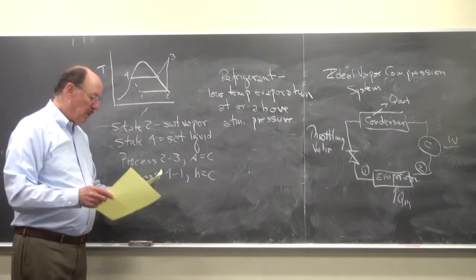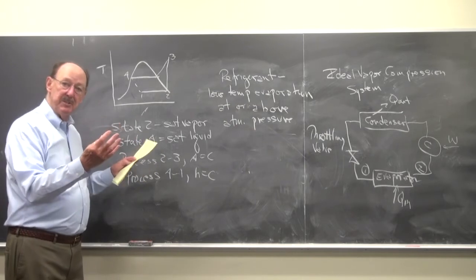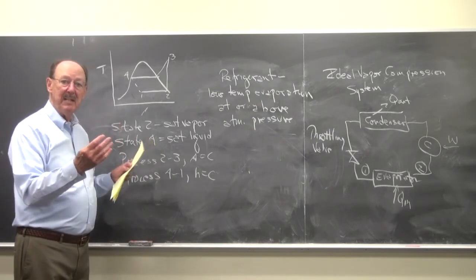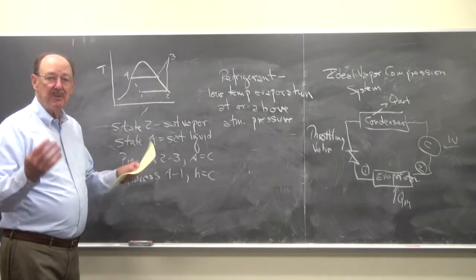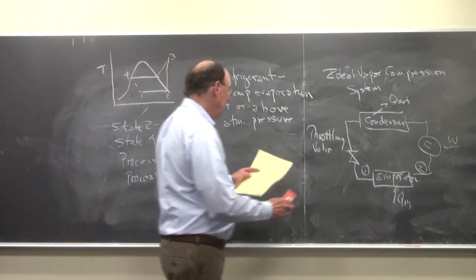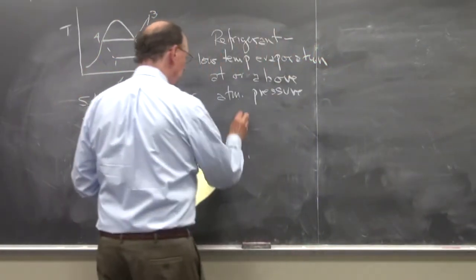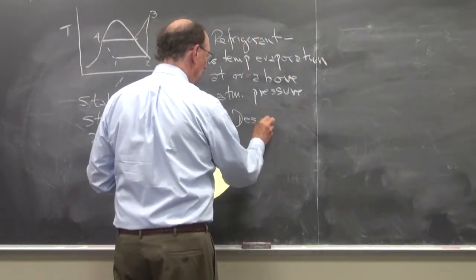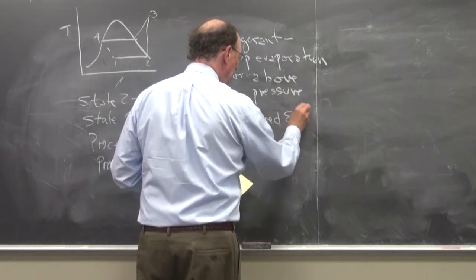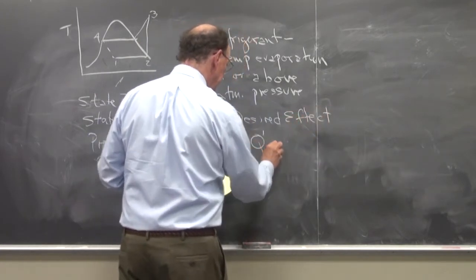So for this refrigeration system, we want to be thinking about how we measure the heat in. That's the desired effect that we have. So we have the desired effect of the heat in, which would be Q dot in.